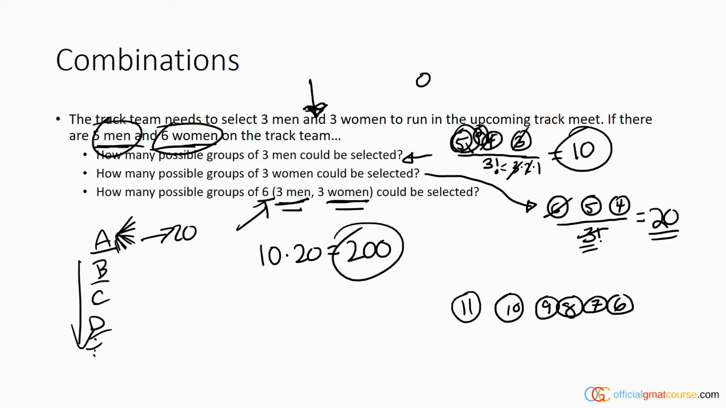And the word "or" typically means add. So if they asked how many groups of 3 men or 3 women, it would actually be 20 plus 10. You either have a group of 3 men, there's 10 of those, or a group of 3 women, there's 20 of those. Not a combination of the two, and so that would be a total of 30, but in this example, 200 is our answer.